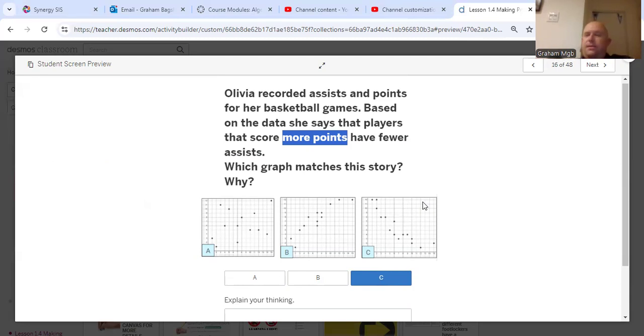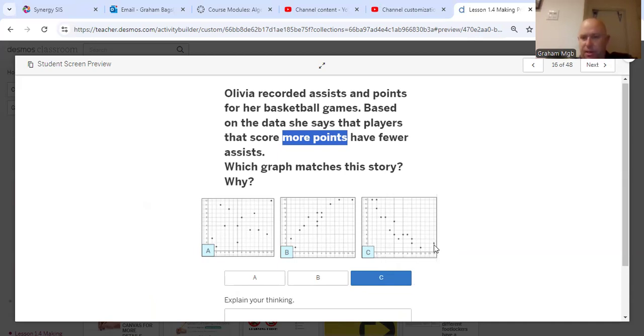So we'll go with, I think we want to think the number of points is going to depend on the number of assists that we have. So assists, we'll say, is the independent variable, the x-axis, and then the points is going to be the dependent variable. So somebody with more points would actually be somebody like this.